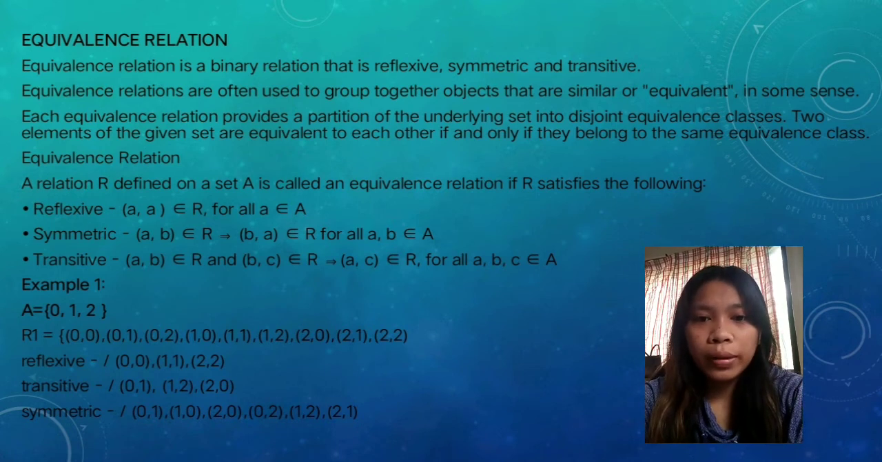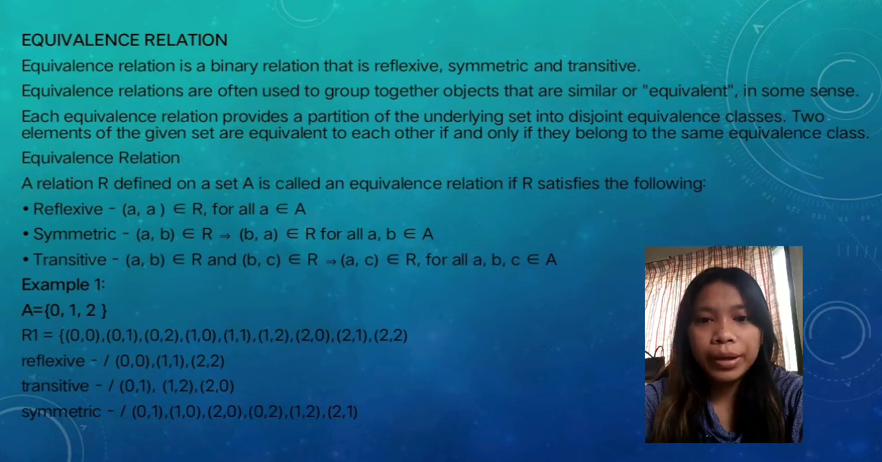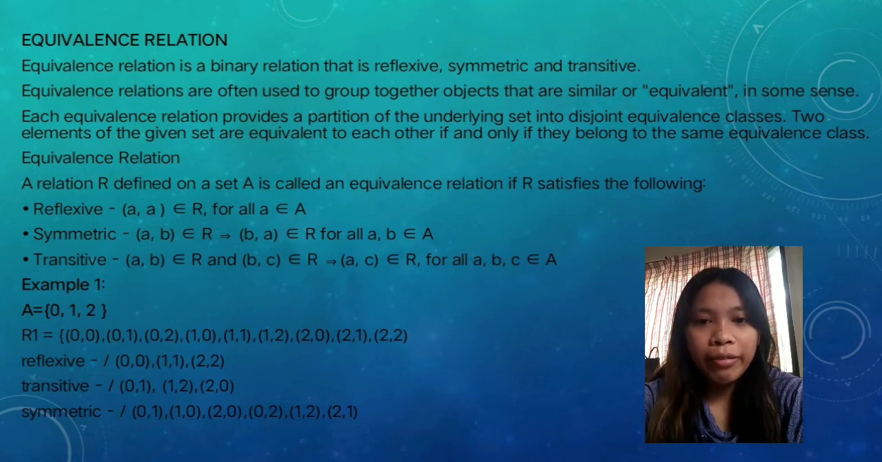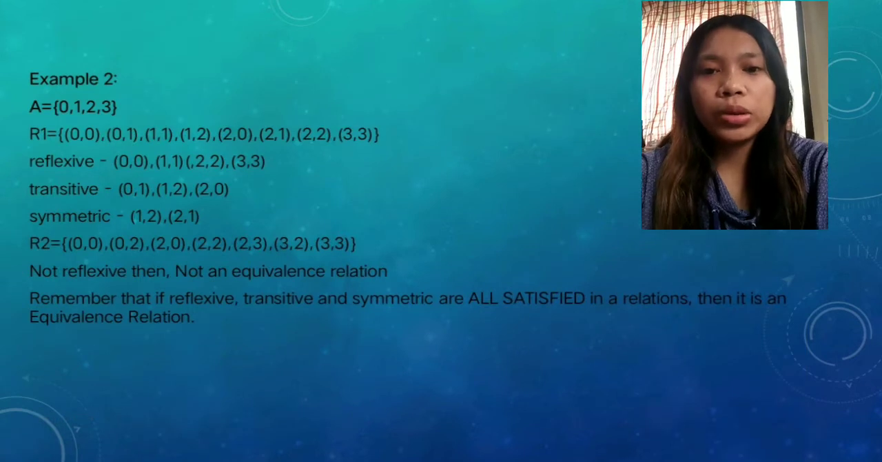Relation 1 or R1 has a set of ordered pairs of (0,0), (0,1), (1,1), (1,2), (2,0), (2,1), (2,2), and (3,3). R1 is reflexive because it has (0,0), (1,1), (2,2), and (3,3). It is also transitive.